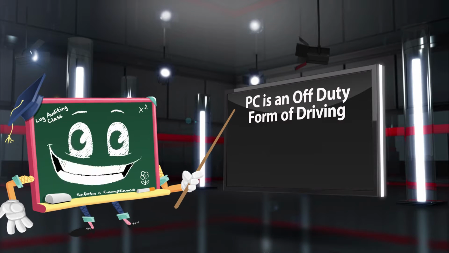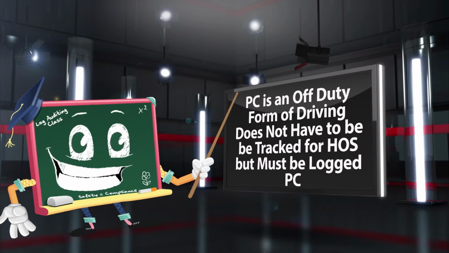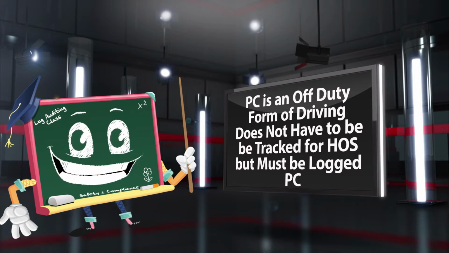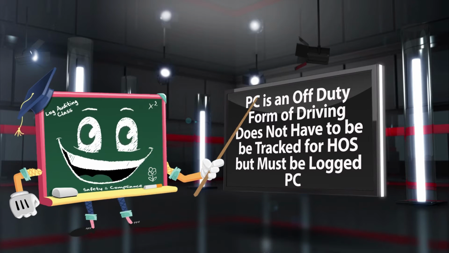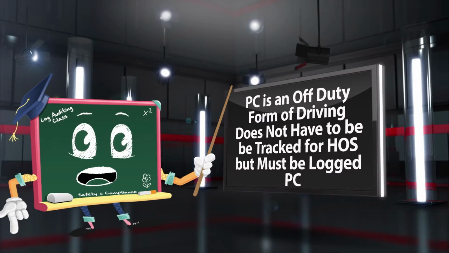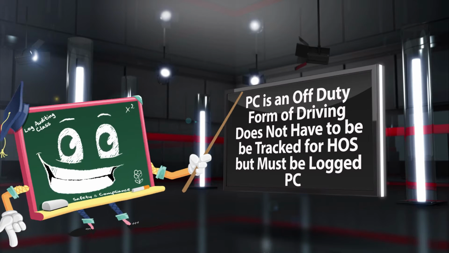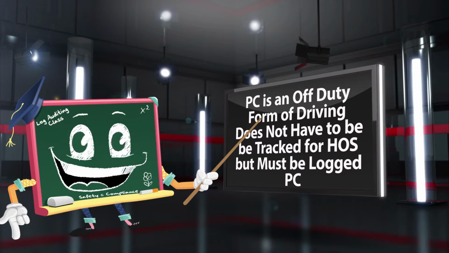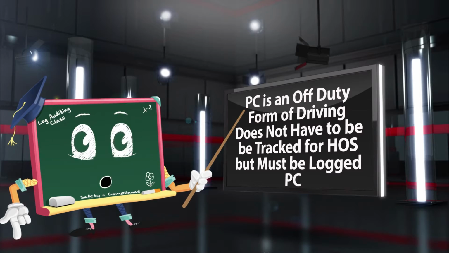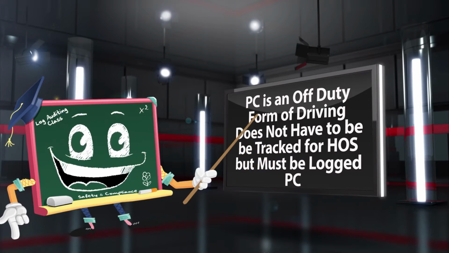It is an off-duty form of driving, which means you don't have to track it for hours of service, but you do need to say while you're driving that you're in personal conveyance, because if you don't, then an officer stopping you will just assume that you are driving without keeping track of your location.